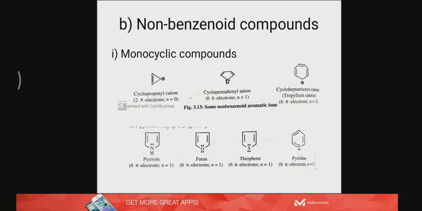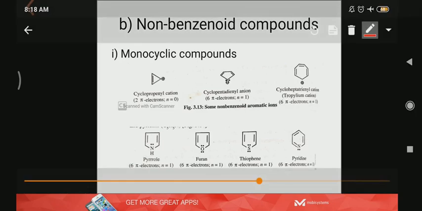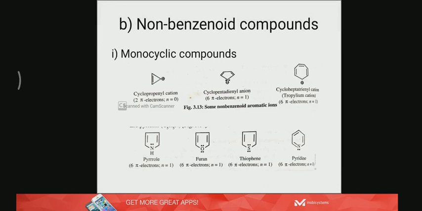Going to the next category of aromatic compounds, they are called non-benzenoid compounds. They do not contain benzene-like rings, still they are aromatic. In that, first we consider monocyclic. Here there are some very important examples. The first one is cyclopropenyl cation. See, this is cyclopropane and this is cyclopropene, correct? Is it aromatic? Let us check.